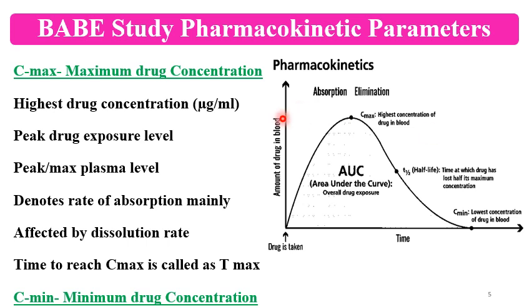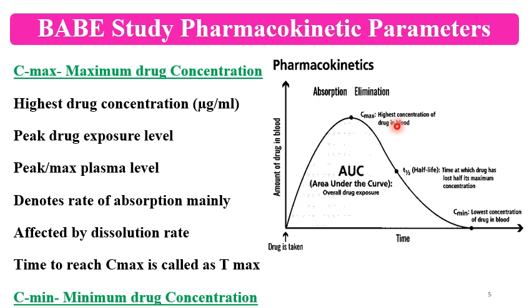Then coming to the Cmax. Cmax is one of the pharmacokinetic parameters which is to be within the specified limit of 80 to 125 for bioequivalence. Cmax is the highest drug concentration, and the unit may be microgram per ml or mg per liter. Cmax is the highest concentration of drug in the blood.